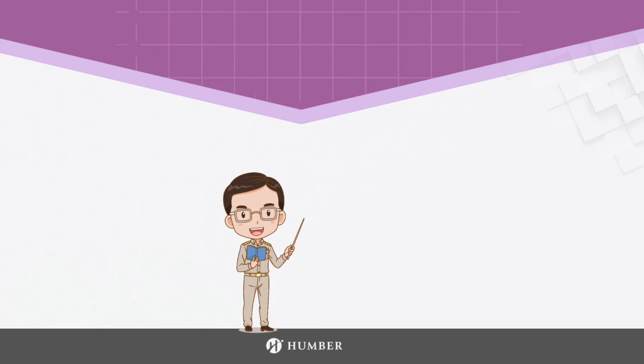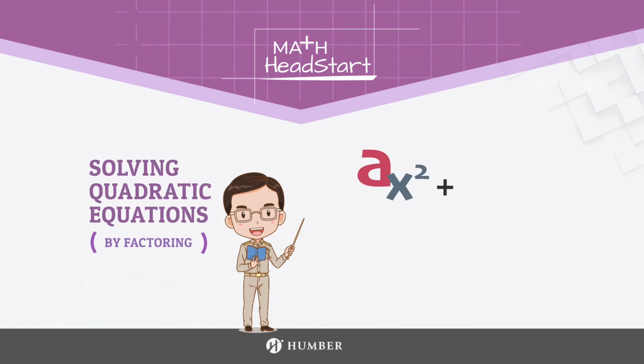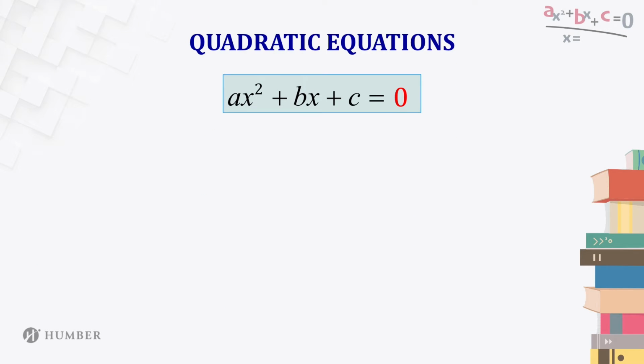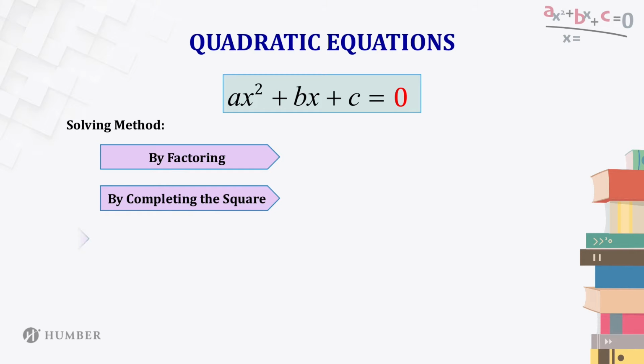In this video, I'd like to show some examples of solving quadratic equations by factoring method. Quadratic equations have the standard form of ax squared plus bx plus c equals 0, where a, b, and c are known values, but a value cannot be 0. To solve equations, there are several ways: by factoring, completing the square, the formula, or graphing.